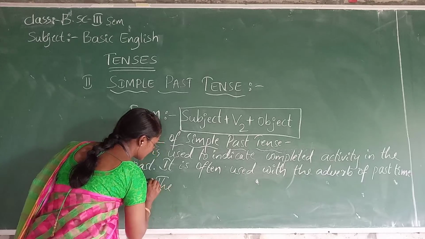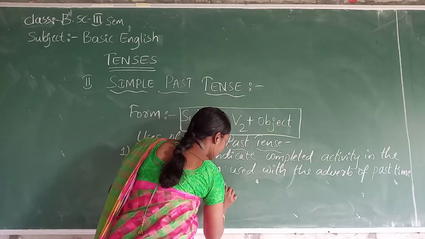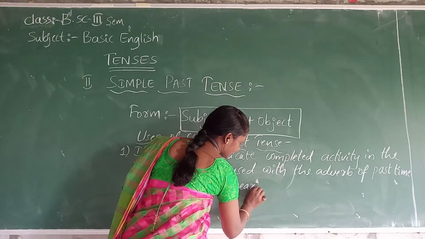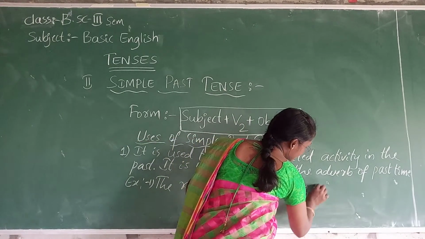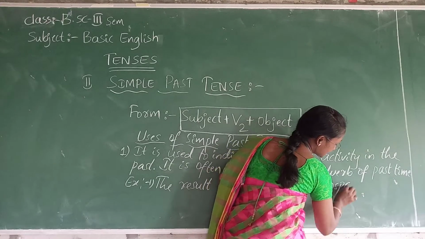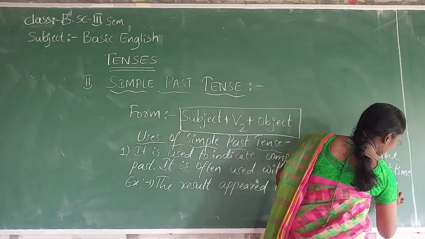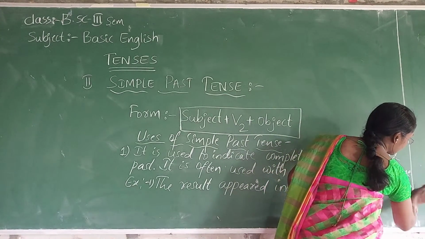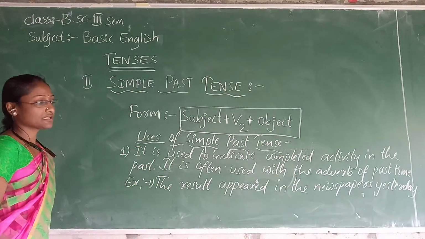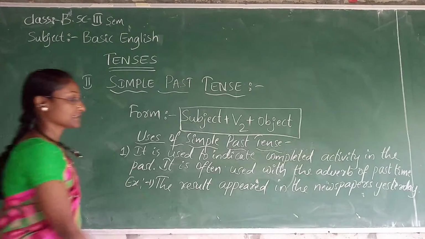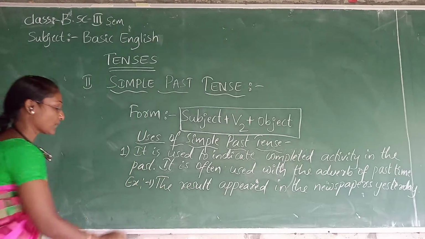the result appeared in the newspapers yesterday. Appear is the V1 form. Appeared is the V2 form.